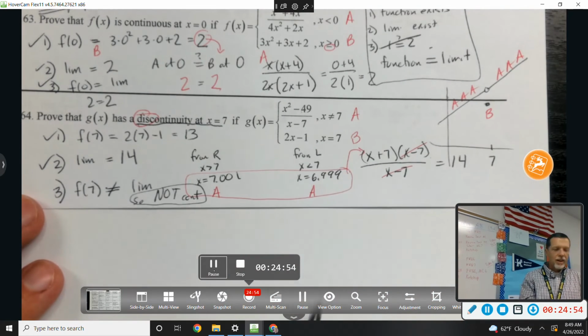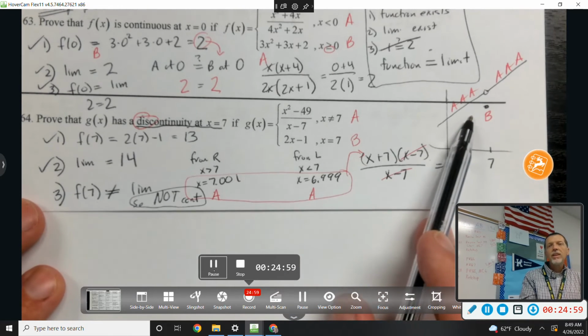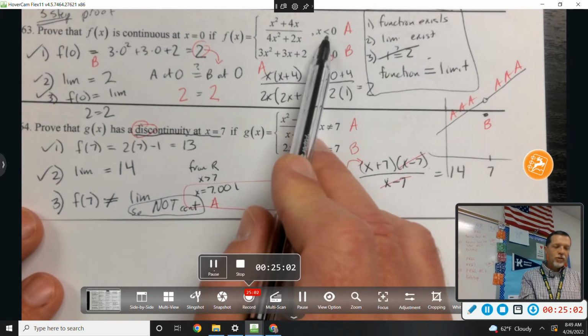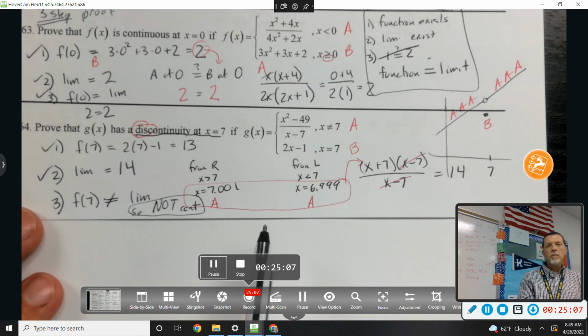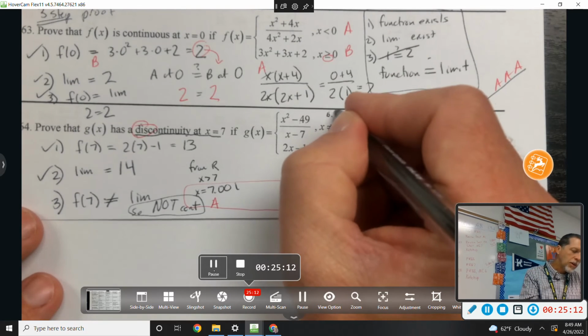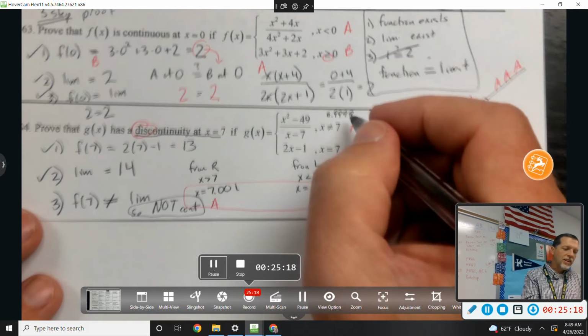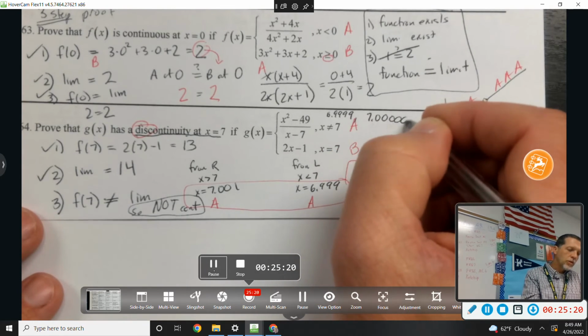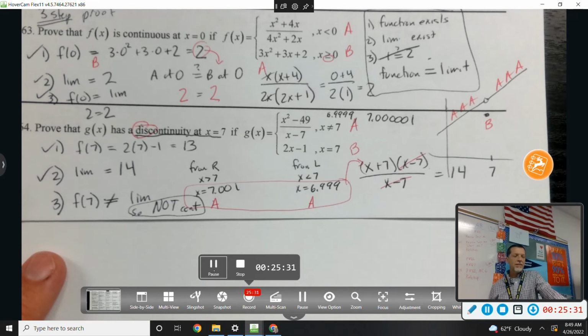Because branch B is only true when x is at 7. Most of the time, less than puts you on one branch and more than puts you on the other branch. So, because it's not equal to 7, it can be less or more? Correct. So if we plug in 6.99999, we're on branch A because we're not at 7. If we plug in 7.000000001, we're still on branch A. We only get to use branch B at one point when x is 7.